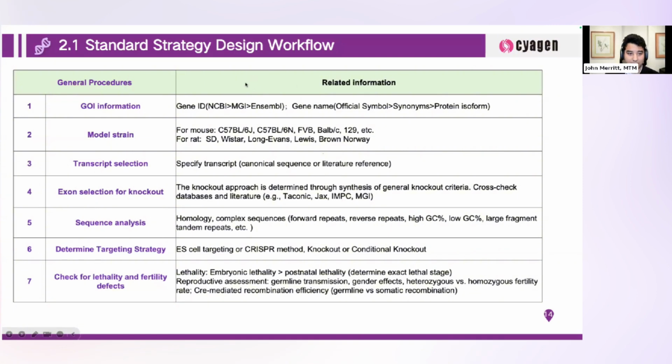The model strains that we pick typically are C57 Black 6, 6J or 6N. Those are the two main ones. And sometimes we'll do BALB/c. Sometimes we'll do this in rats if there's demand for that. Sprague-Dawley, Long Evans, most likely.